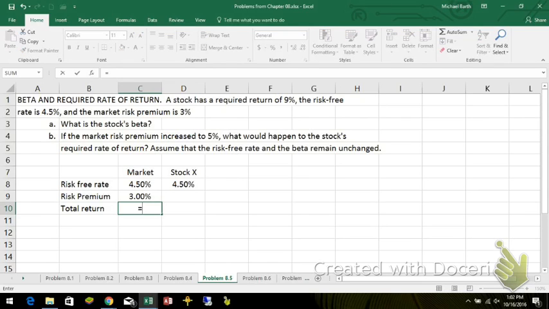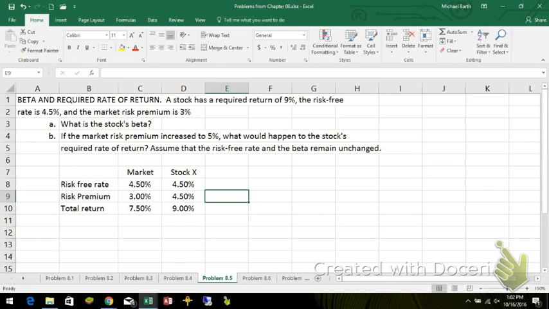so the entire stock market is expecting to earn 7.5%. This particular stock is expected to earn 9%, and that's just given in the problem. That means that its risk premium would be its total return minus the risk-free rate, okay, or 4.5%.